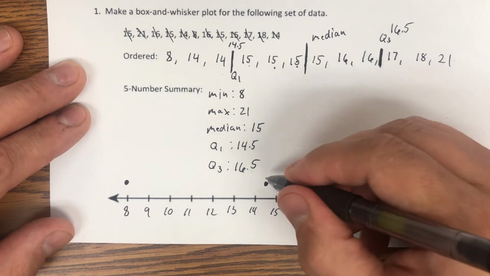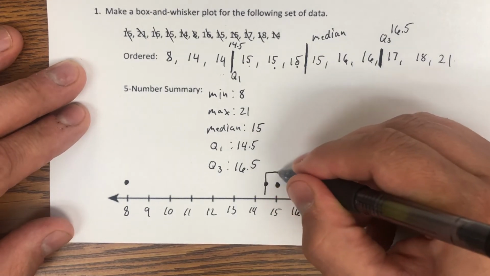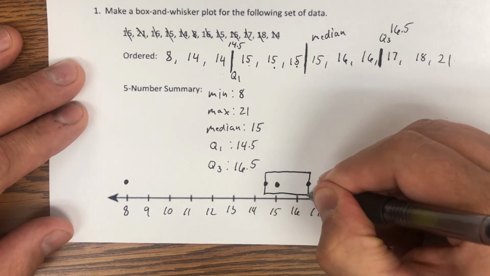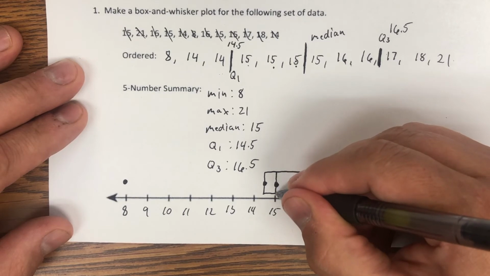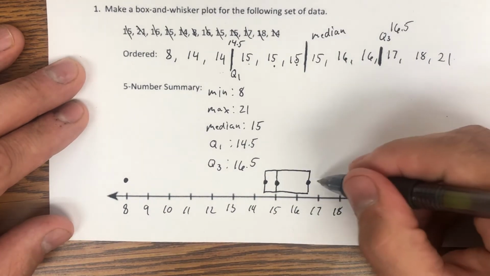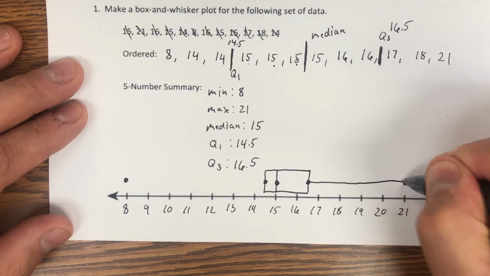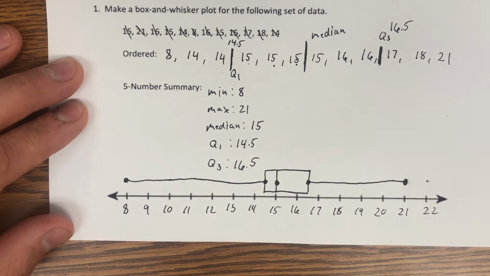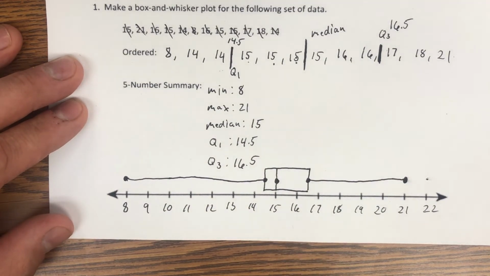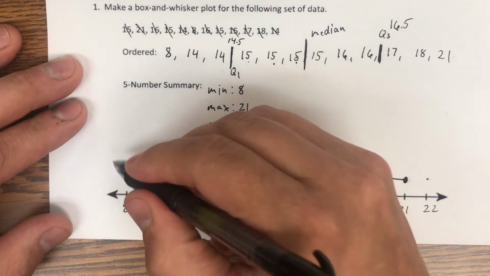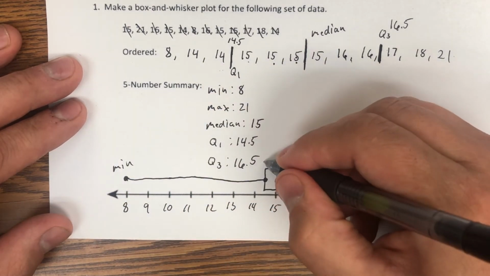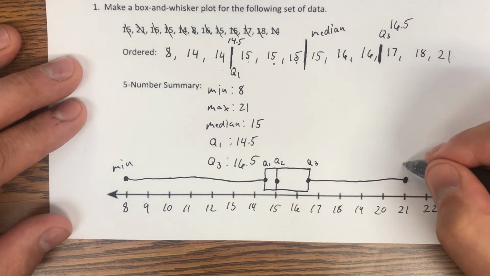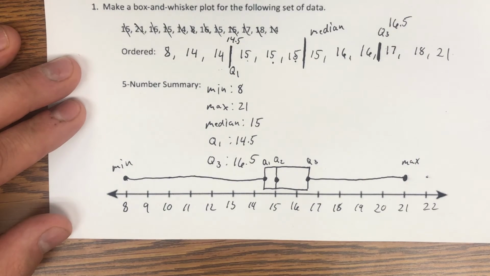Now, we make a box around the quartiles. So that's a box. We also draw a line through the median and then extend our 2 whiskers. And we have made a box and whisker plot. So, minimum number, quartile 1, quartile 2, quartile 3, maximum. And that's all we need.